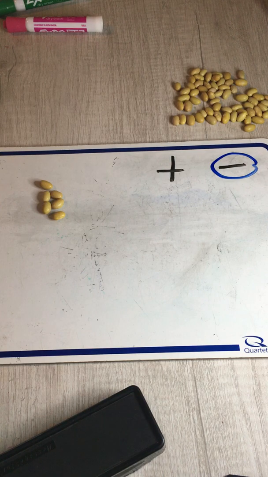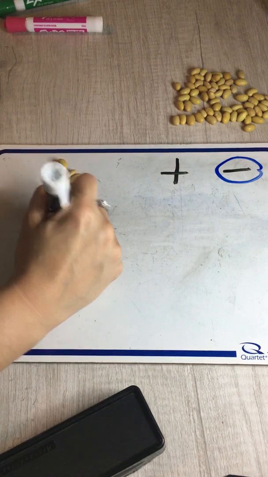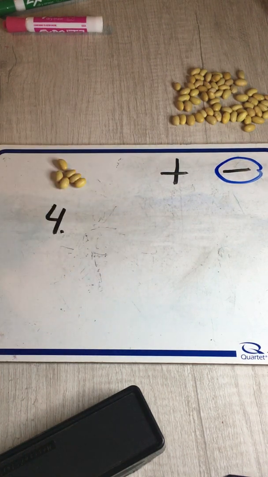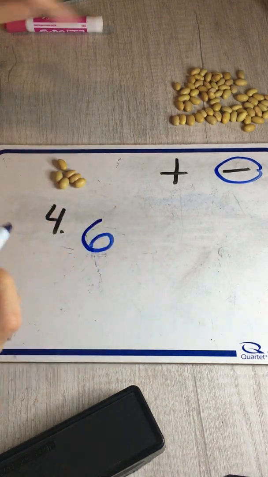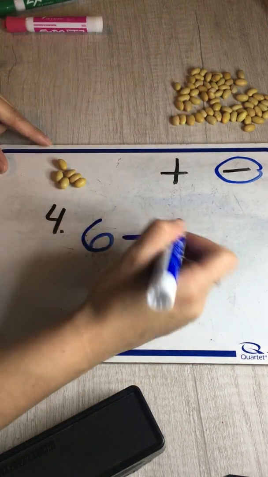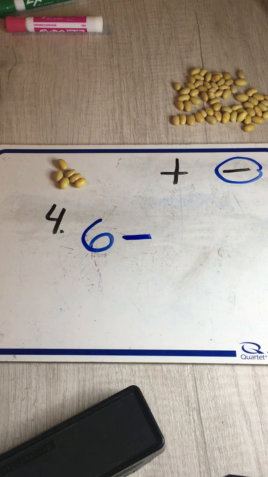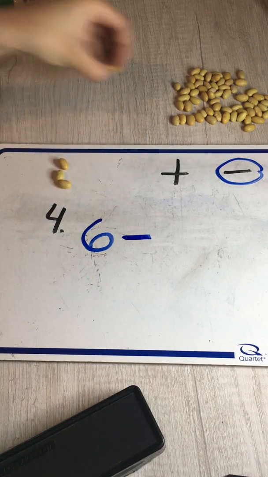So now let's write the subtraction sentence. And this is going to be math problem number 4. Okay, so now let's write it. How many beans did Yarlene have in the beginning? 6. And so we're going to take away, so we're going to use the minus sign. 6 take away. How many did we take away? How many did Yarlene cook? 3. So take away 3.